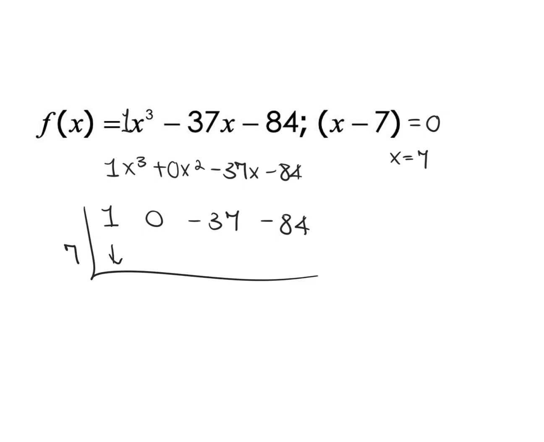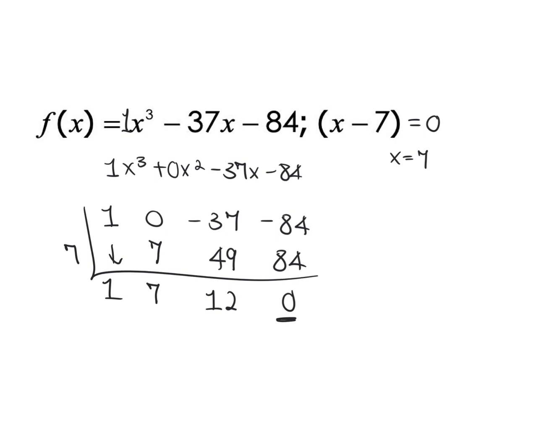Bring down the 1. 1 times 7 is 7. 0 plus 7 is 7. 7 times 7 is 49. Negative 37 plus 49 is 12. 7 times 12 is 84. So you get 0. So this should always really factor to have a 0 remainder, by the way.